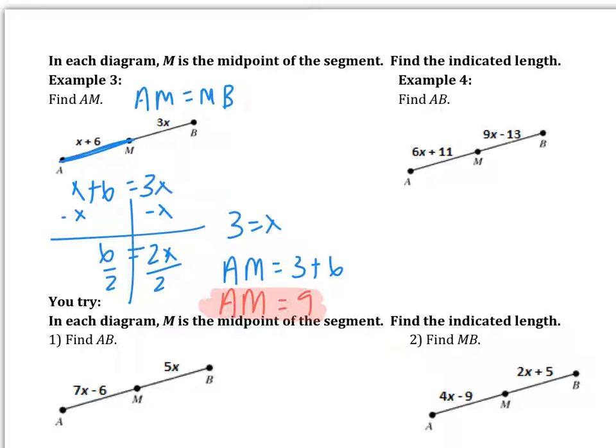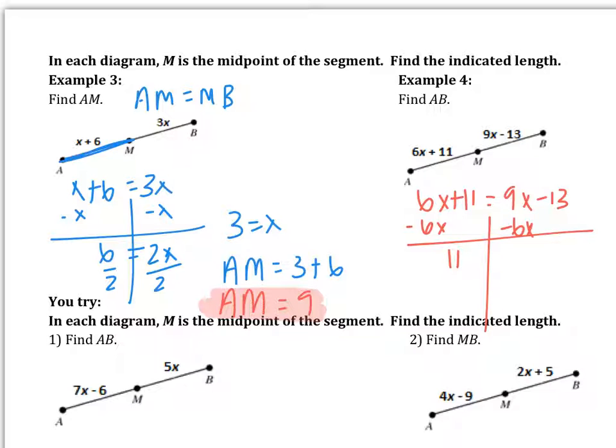Example 4. Find AB. So once again, the same AM equals MB. So I'm going to set them equal again. 6x plus 1 equals 9x minus 13. So minus 6x, minus 6x.